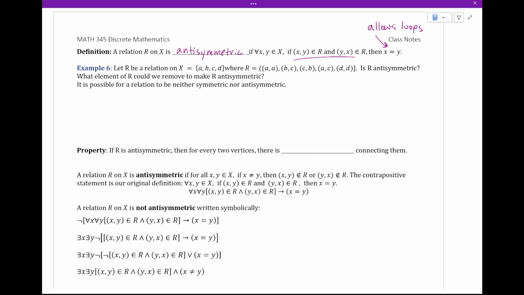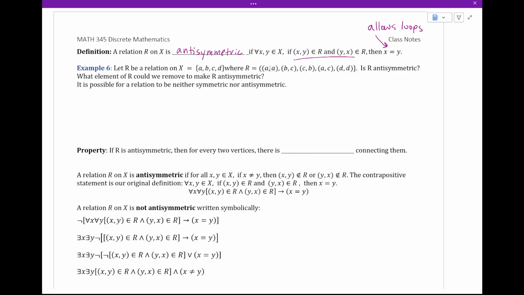All right, example 6. Let R be a relation on X, which is {A, B, C, D}, where R is {AA, BC, CB, AC, DD}, same as the last one. Is R antisymmetric? What element could we remove to make it antisymmetric? Is it possible for a relation to be neither symmetric nor antisymmetric?